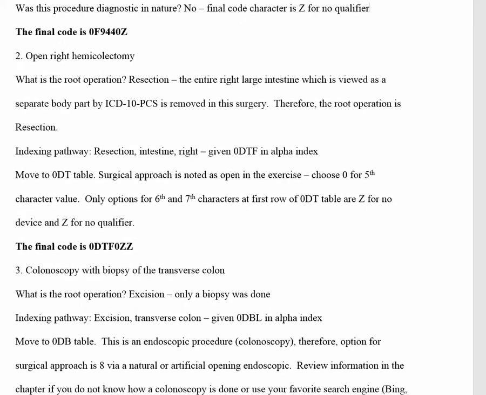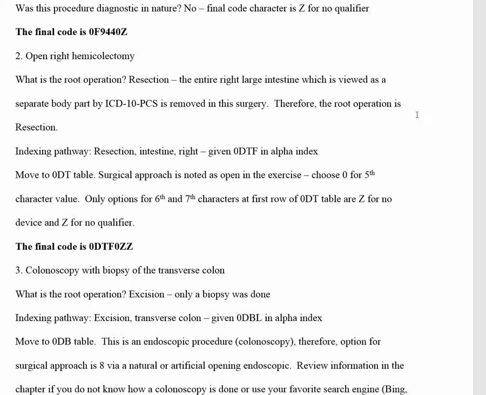The next one, number 2, is an open right hemicolectomy. This one you have to understand what a hemicolectomy is. Again, you would note that in your medical terminology. You get it from a medical terminology textbook. She might talk about it in the chapter specifically when she talks about common procedures. But a hemicolectomy is excision or resection or removal of a large piece of the patient's intestine.